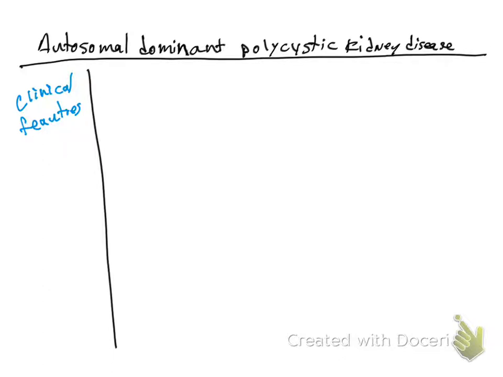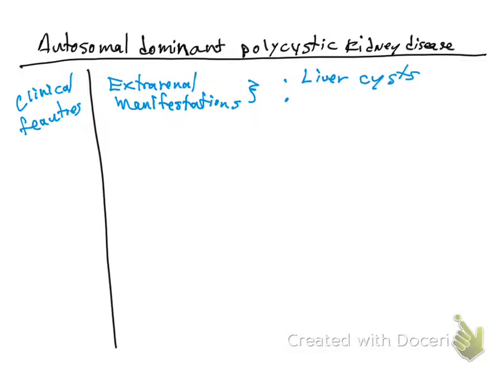But do you think that the patient can have extra renal manifestations? Well, yes, the patient can have extra renal manifestations. So what kind of extra renal manifestations can the patient have? Well, the patient can have two. One is another cyst, located in the liver, and the patient can get a cerebral aneurysm.